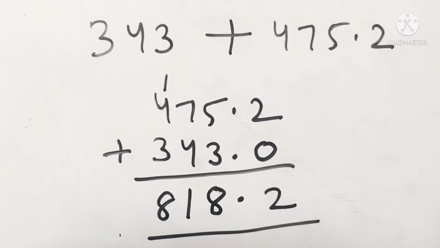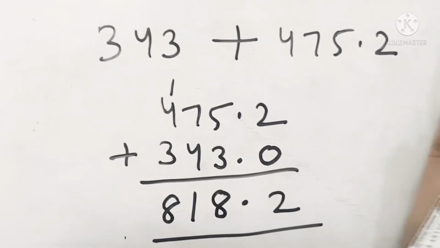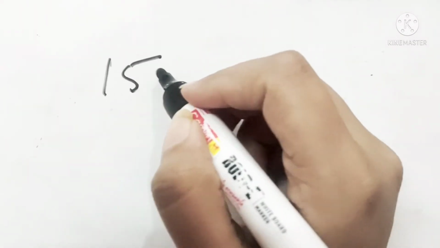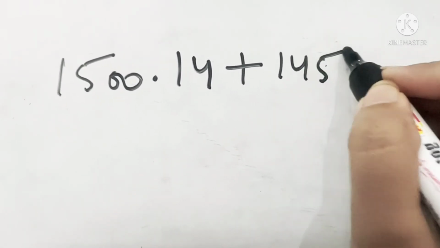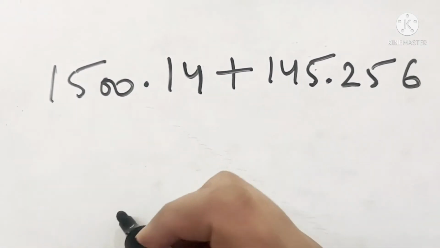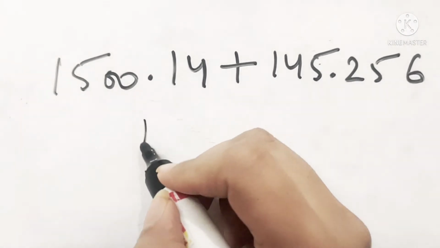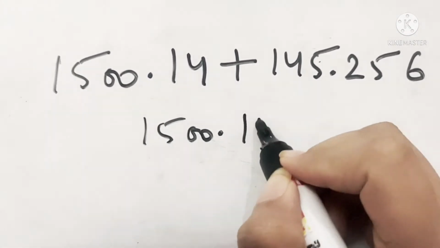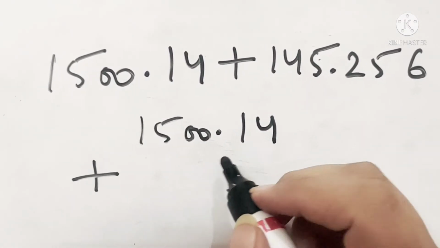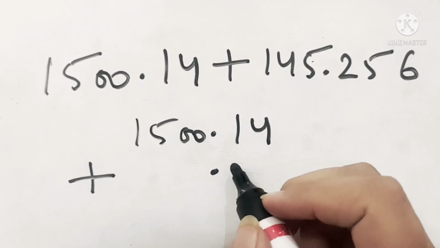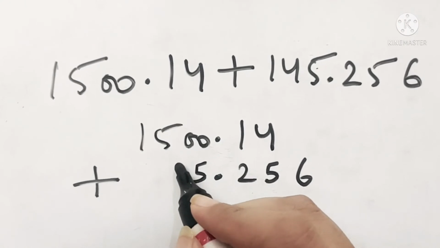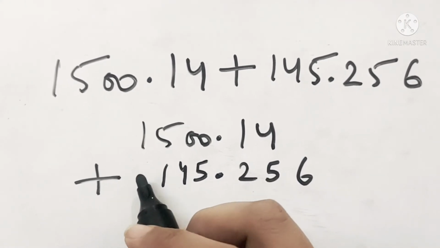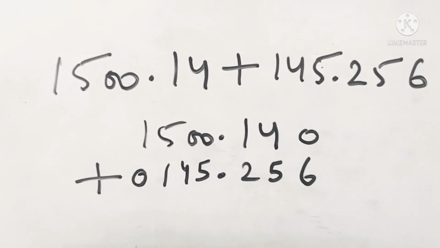So I am starting the third example now. This time I am taking bigger numbers. 1500.14 added to 145.256. Now again using the same trick, I will write the first number 1500.14 and add to it. Decimal will come below the decimal, and the numbers to the right hand side of the decimal will come in the same order, and numbers to the left hand side of the decimal will come in the same order. 4, 1. And whatever places are empty, you have to write 0 in place of them.